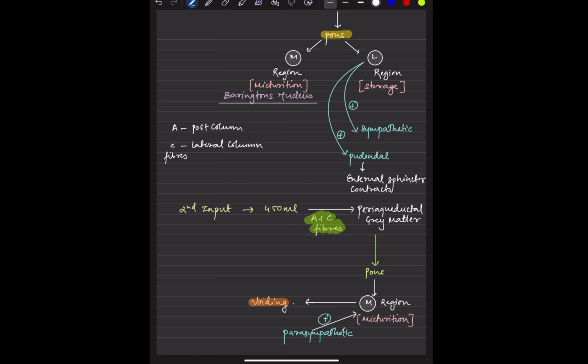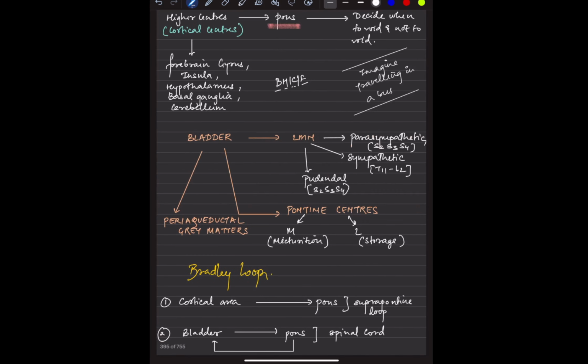So, when there is a second input, that is 450 ml in the bladder, that is too much urine, right? So through the A and C fibers, the signals will be passed from the periaqueductal gray matter to the pons, and from the pons to the M region. Now in this M region, micturition will be happening. Okay, so that is very much clear, I guess.